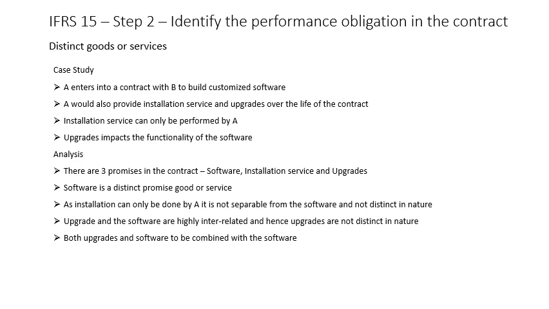In this case, there are three promises in the contract: software, installation service, and software upgrades. Now it's clear that the software is a distinct good or service, which is capable of being distinct and distinct within the context of the contract. However, when we analyze other promises like installation services and upgrades, each of these services is highly interrelated with the software and is not distinct in nature and needs to be combined with the software. So in this case, there will be a single performance obligation consisting of software, installation services, and upgrades.